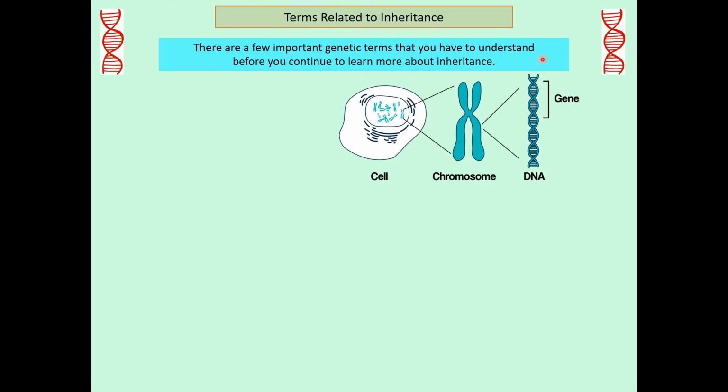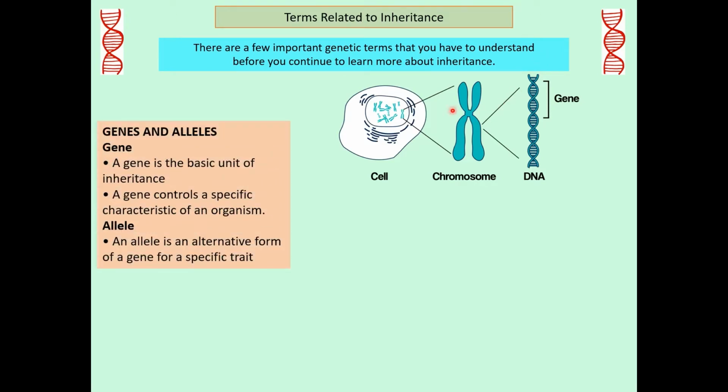Terms related to inheritance. Gene and allele. Gene is a basic unit of inheritance. A gene controls a specific characteristic of an organism. This is the gene, and this is DNA. Gene is in the DNA, and DNA is in the chromosome. Chromosome is in the nucleus of the cell.